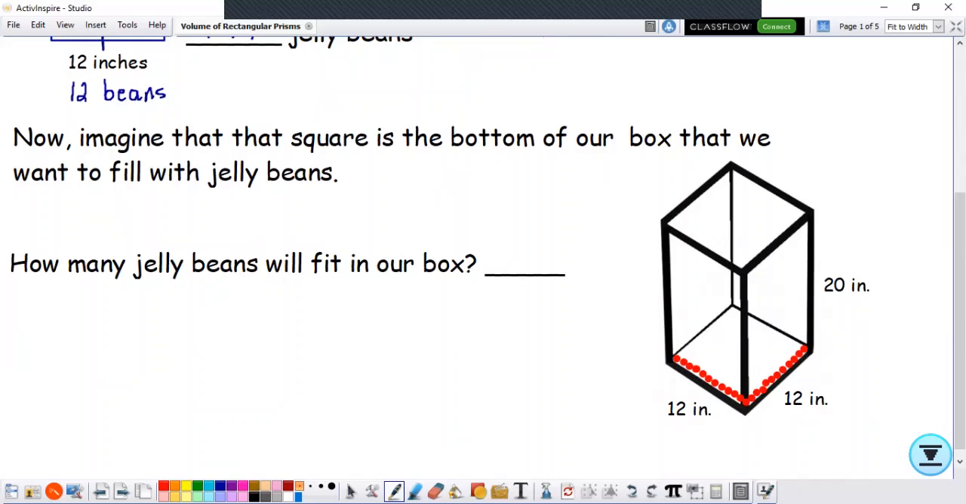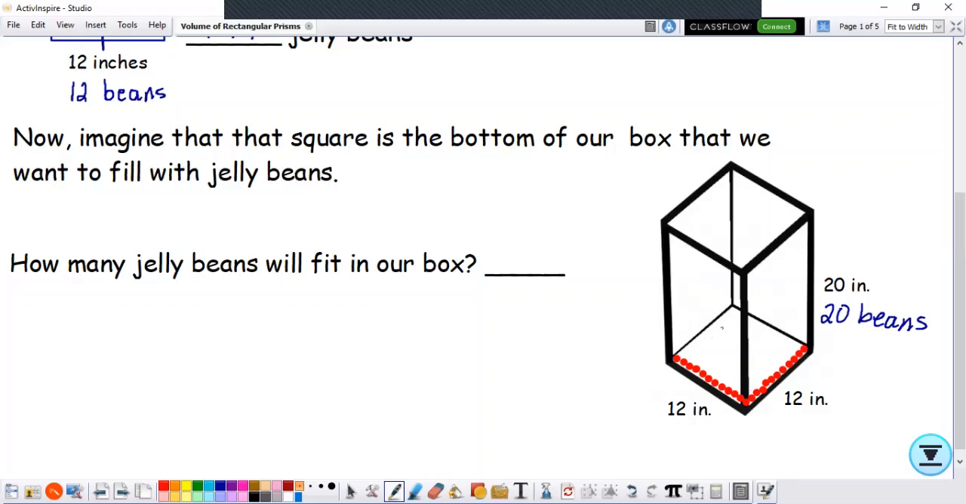So here we have a box, and I've started illustrating some jelly beans. We've got 12 along one side, 12 along another side, and we want to fill this entire box with jelly beans. Well, we know that one layer is going to be 144. But we have 20 inches worth of layers. Well, if this was 12 jelly beans by 12 jelly beans, then we should have 20 jelly beans high if we're using the same measurements, that each jelly bean is 1 square inch.